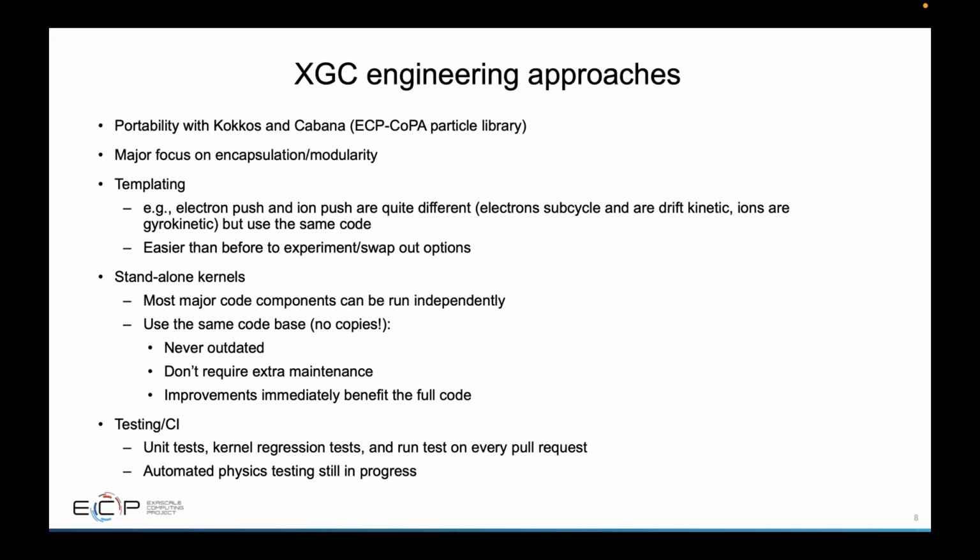And another thing that we started doing more of is standalone kernels. So most major code components can be run independently, and importantly, they all still use the same code base. So there's no free-floating copies going around of outdated code. There's no extra maintenance required for the kernels, and any improvements made using those kernels immediately benefits the full code. Additionally, we've started doing a lot more CI, unit tests, regression tests, and physics tests.